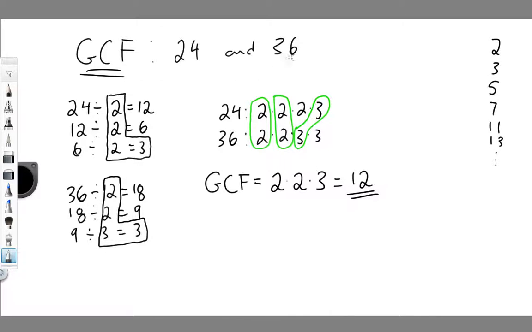So we can check this and see if we divide 24 and 36 by 12, what do we get? So 24 divided by 12 is 2. So you can see we got the 2 right there. 36 divided by 12 is 3, and there's my 3. So both 24 and 36 are divisible by 12.